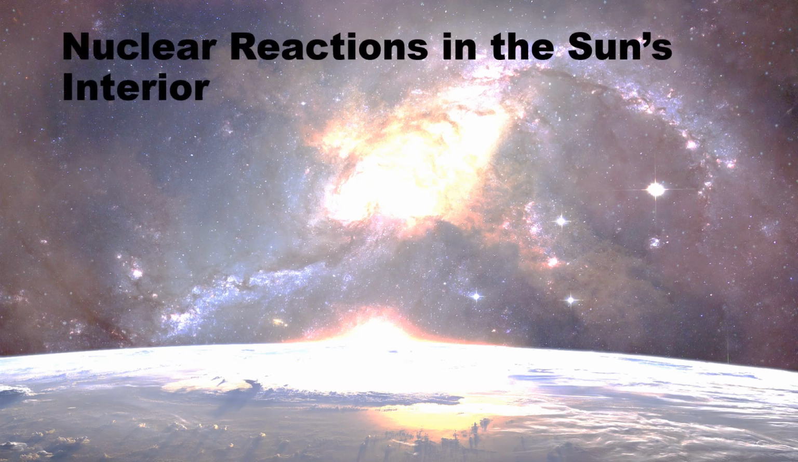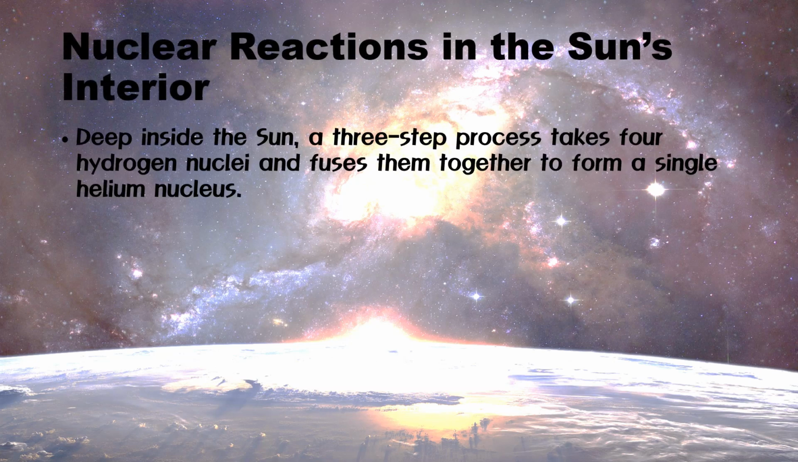Nuclear reactions in the sun's interior follow a 3-step process that takes about 4 hydrogen nuclei and fuses them together to form a single helium. Which, you're like, wait a minute, we've got 4 hydrogen nuclei and we're only going to produce 1 helium. Does that make sense? Yes, it does, because remember, a helium has 2 protons, and what's going to happen to those other ones? Well, we're going to talk about those.